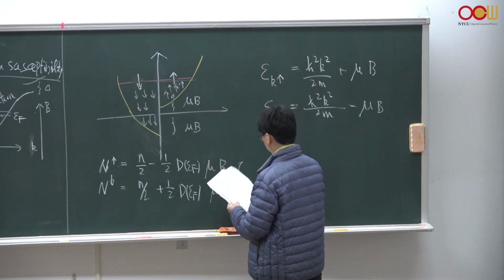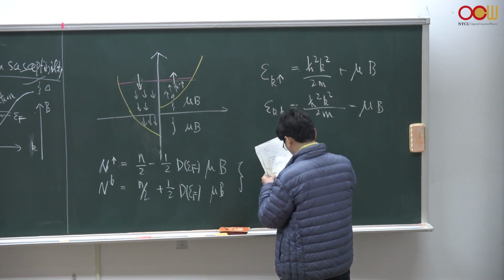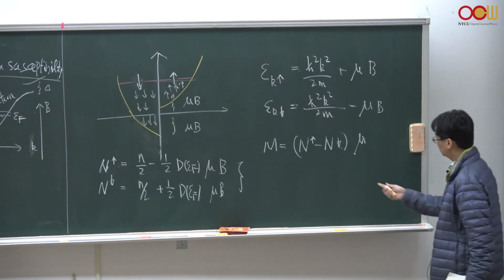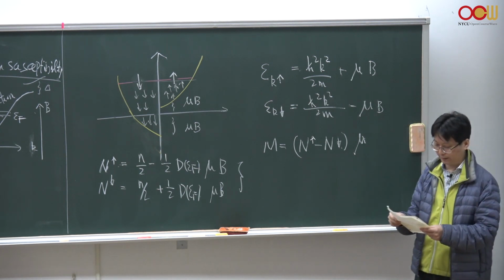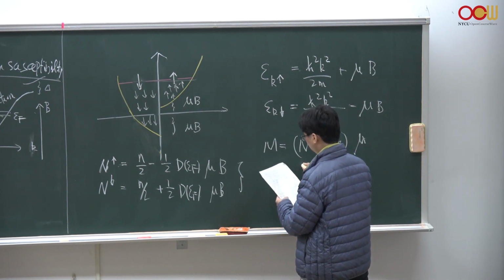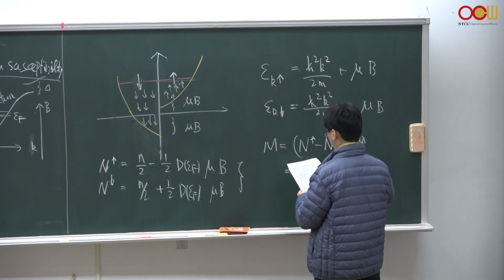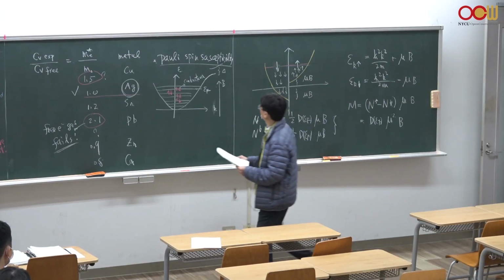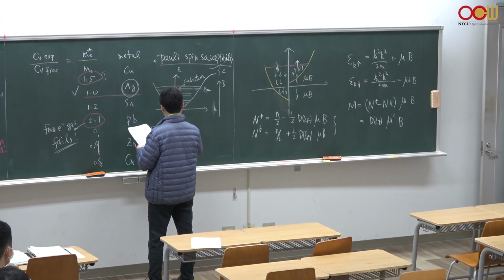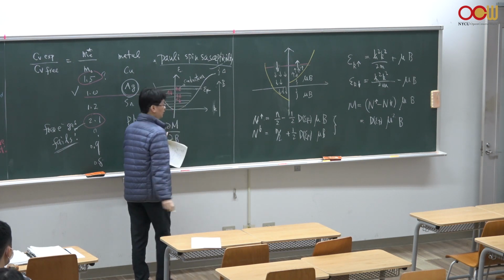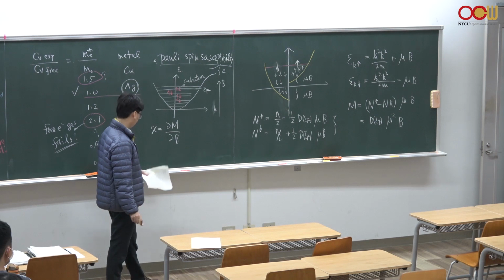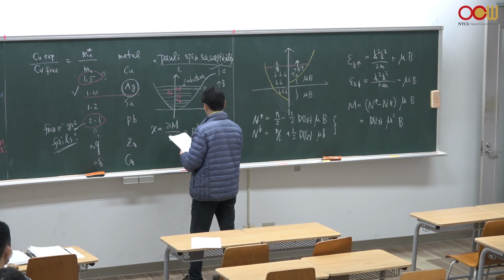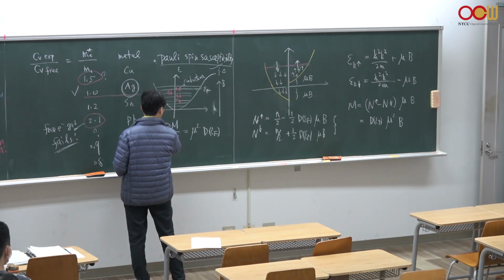As a result, you have a magnetization which is defined by the difference between the up spin electrons and the down spin electrons multiplied by your magnetic moment. And this is given by the density of states times mu squared times B. And you could then define the so-called Pauli spin susceptibility, which is the differentiation of your magnetization with respect to these small magnetic fields that you applied, and which is mu squared times the density of states. So this is something that you can measure in the lab.